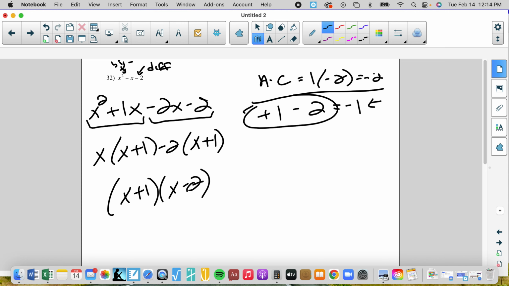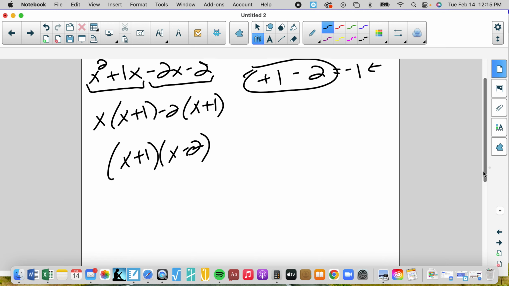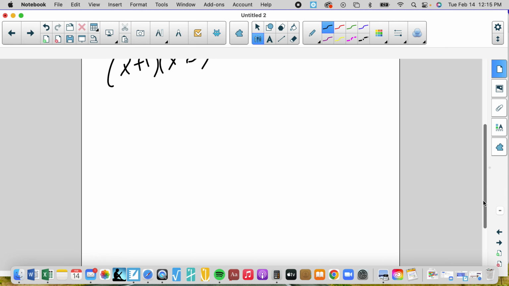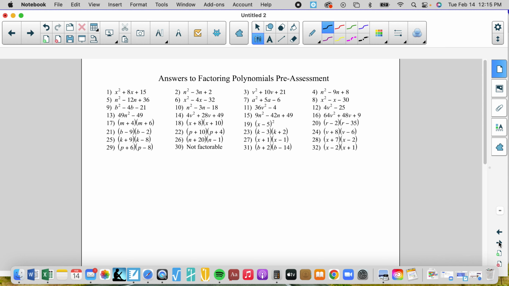A little bit of a tricky one because we're factoring out some interesting numbers. And that's it. That's your homework. All right, hopefully that all worked out. Come and see me. That's a lot of work, but well worth it. Good luck on the assessment.